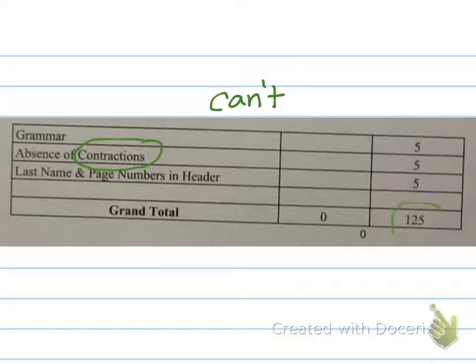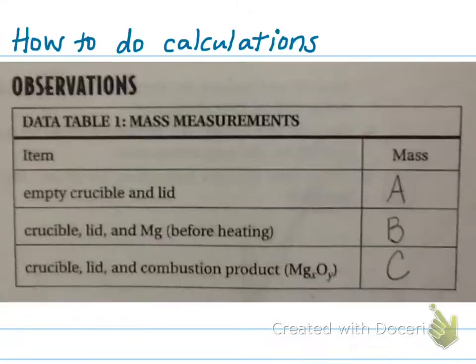Okay, 125 points. Do not delete the grading rubric when you turn in your lab report, because I type in it to give you points so you know where you earned points and where you didn't.